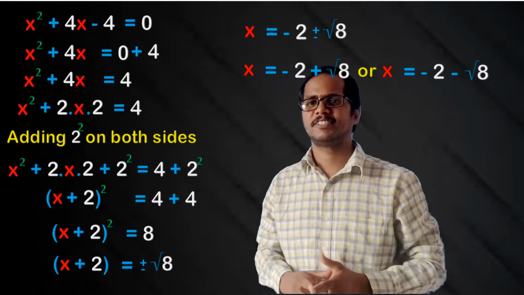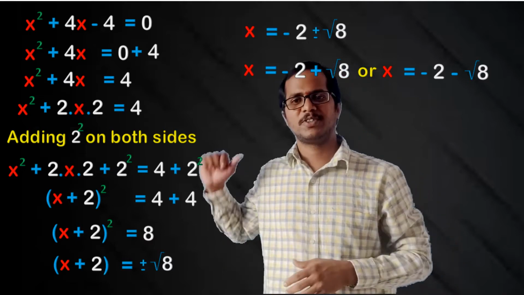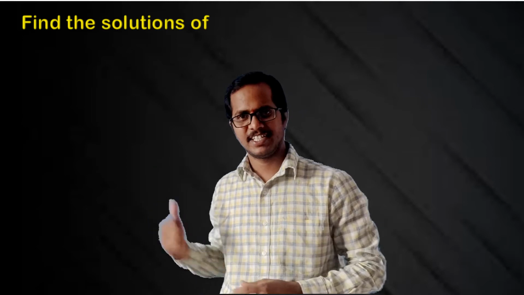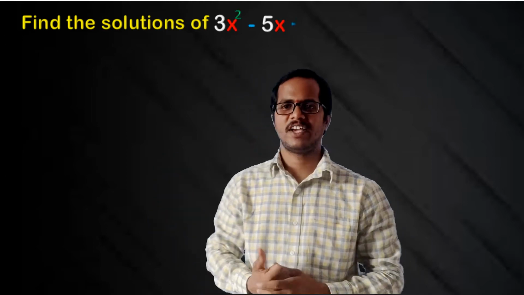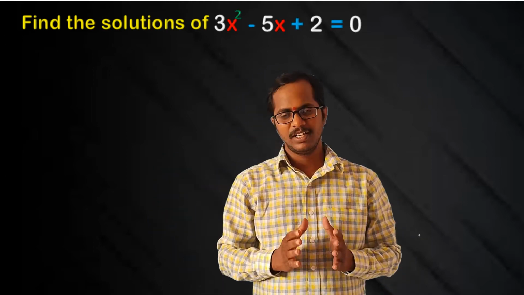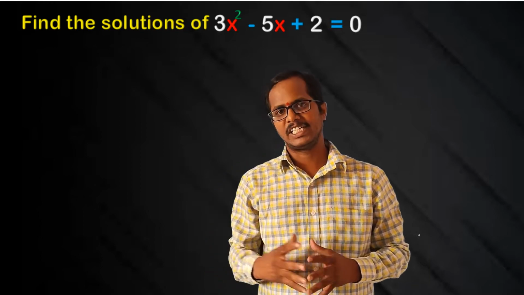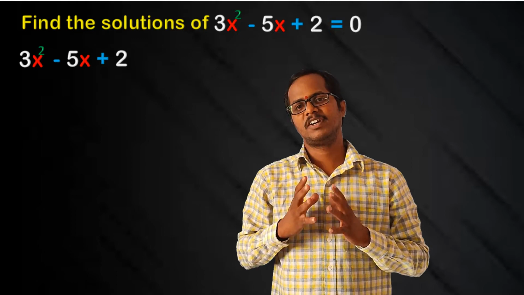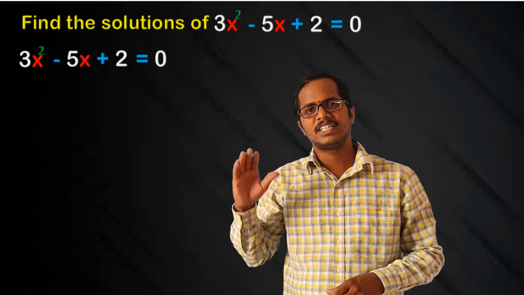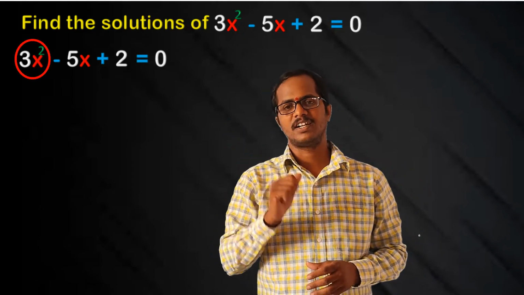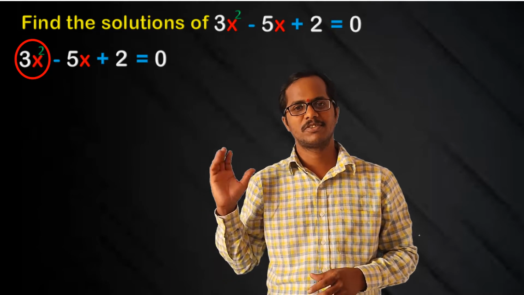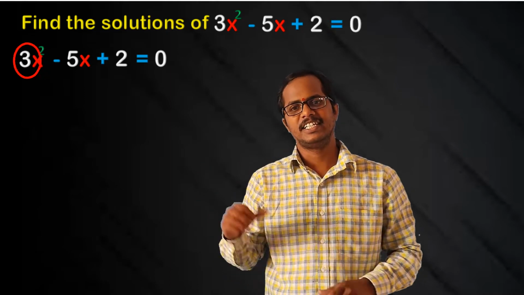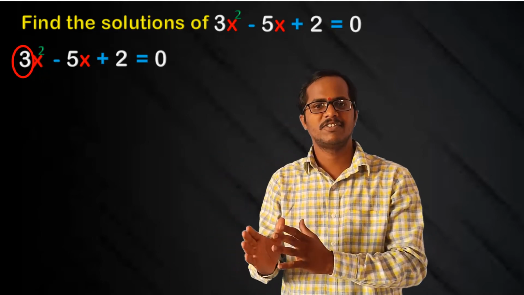Now let us understand this by taking another example. So let us take one more equation. Find the roots of the quadratic equation 3x square minus 5x plus 2 equals 0. Now we are going to find the roots of this quadratic equation by the method of completing the square. So in that method, first we have to see whether the coefficient of x square is 1 or not. So what is the coefficient of x square here? It is 3. So it is not equal to 1.